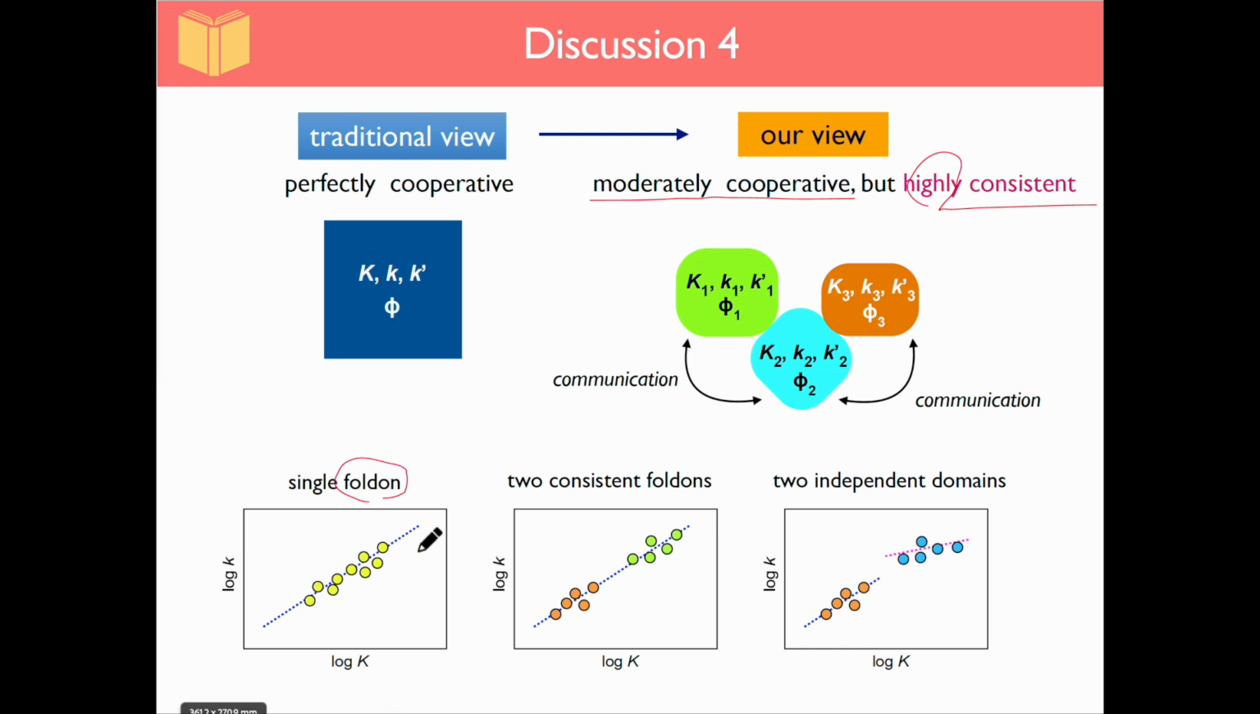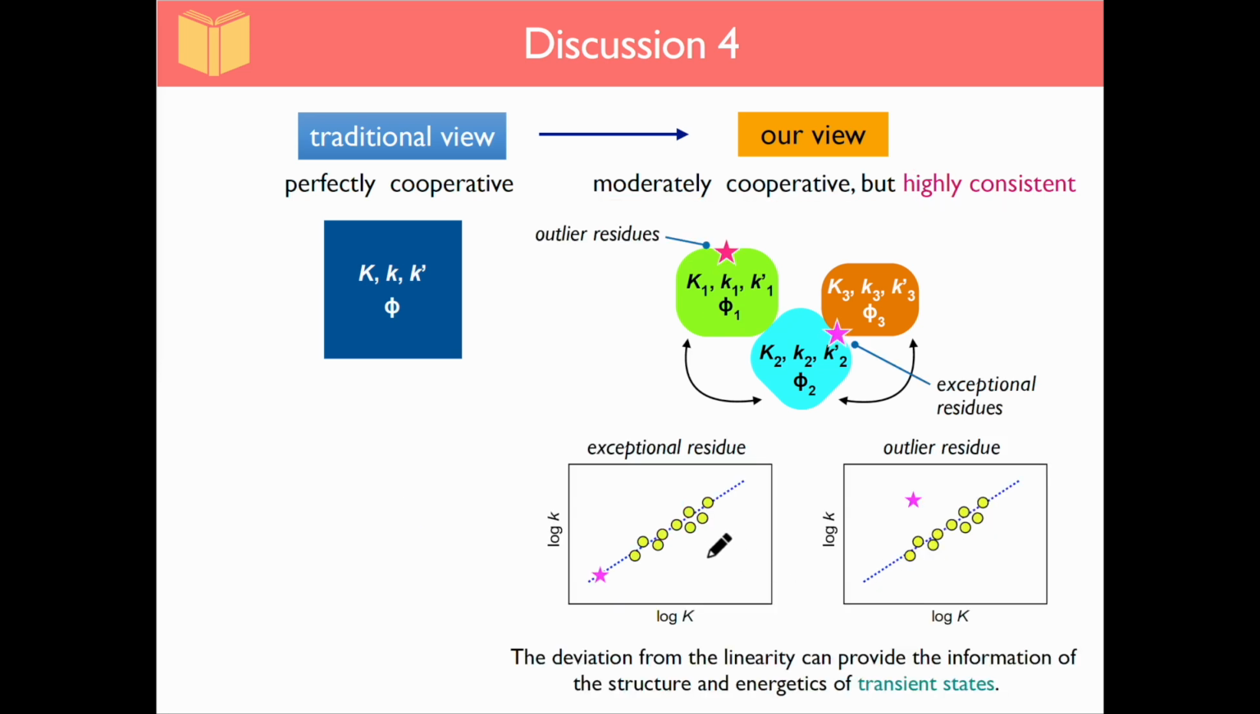If it's a single foldon, the plot forms a single straight relationship like this. But if there are two consistent foldons, they are apart in the plot, but on the same line like this. And of course, for two independent domains, they should have their own different relationships. I won't explain the details, but there are some exceptional residues. This one is out of the cluster, but still on the line, so still consistent.